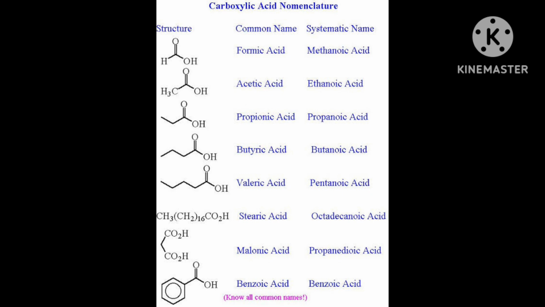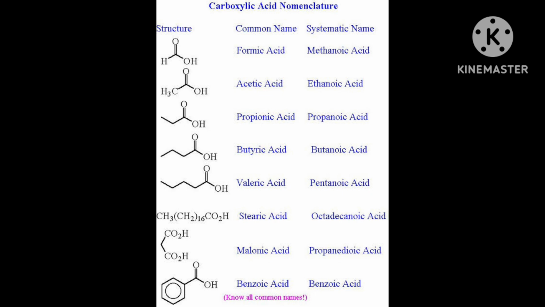And the IUPAC name is benzene. At carbon number 1 and 2, carboxylic acid is there. That's why its name is benzene-1,2-dicarboxylic acid. Now come to the structure of the carboxyl group.